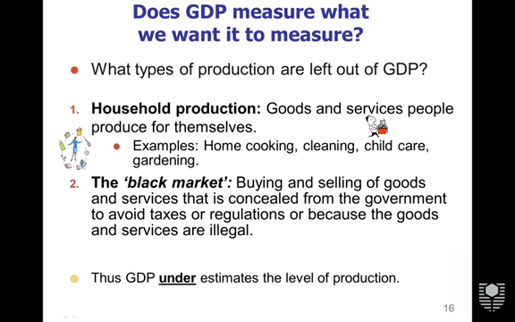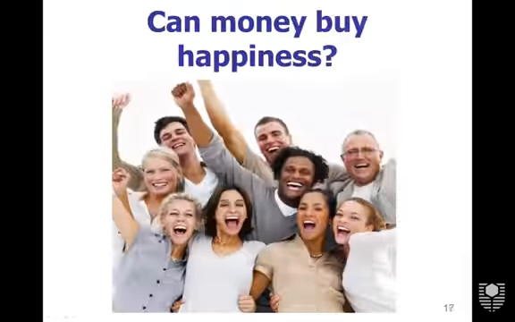The black market is another problem that leads to GDP underestimating the level of production, because whatever happens in the black market, we cannot measure, and hence we don't include it in the GDP. So GDP does not include household production and black market production.